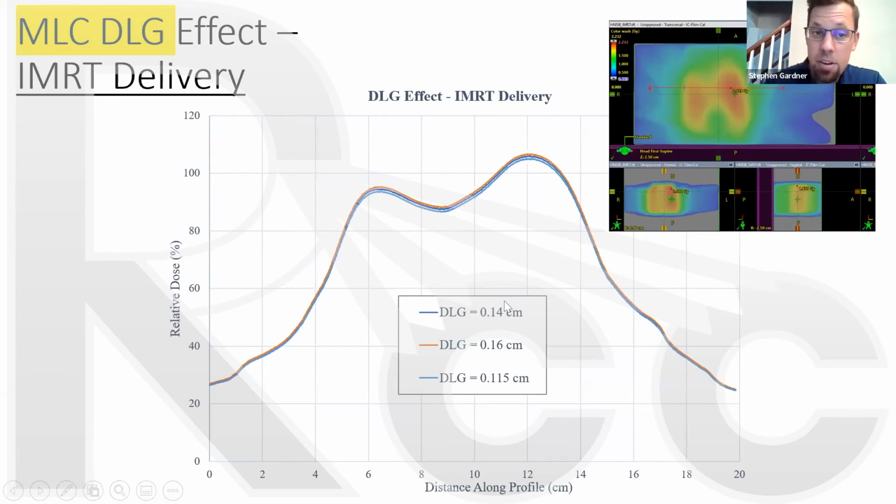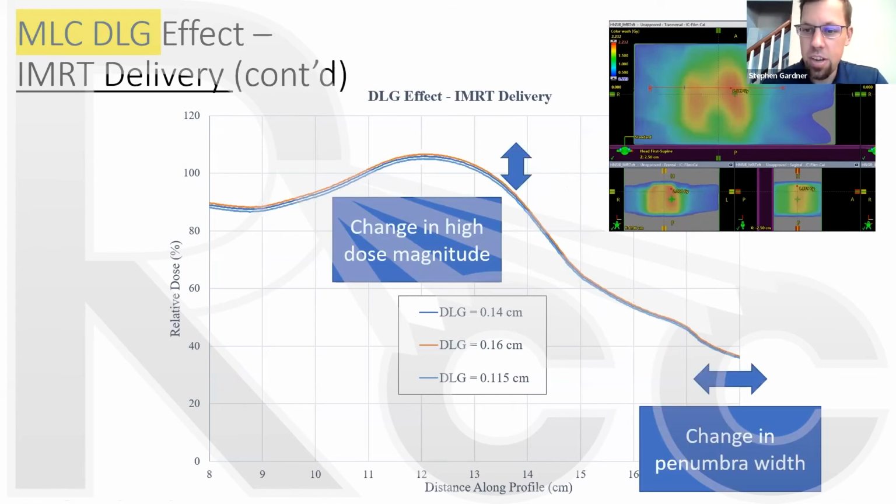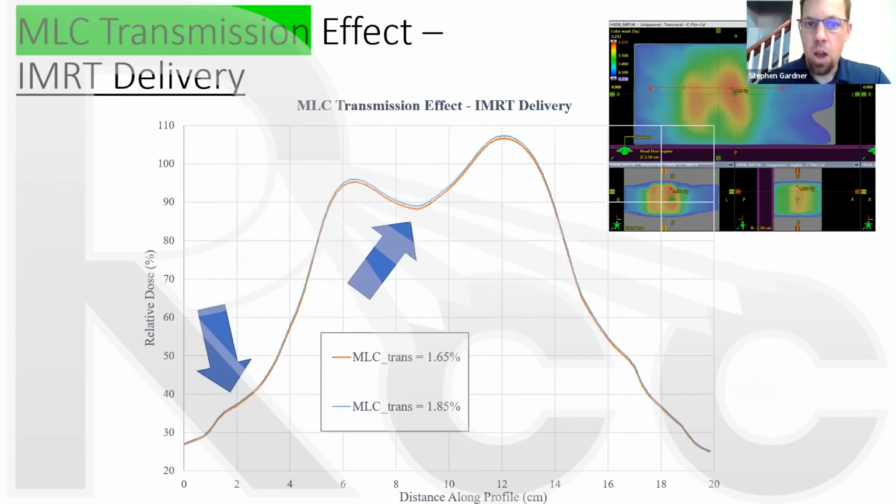Okay, this is IMRT delivery, MLC DLG, and this is what we just talked about with changing the high dose magnitude as well as a slight change in the penumbra width. Visually, the change in the high dose magnitude or the amplitude is more substantial than the penumbra width change. All right, so that was DLG for IMRT delivery.